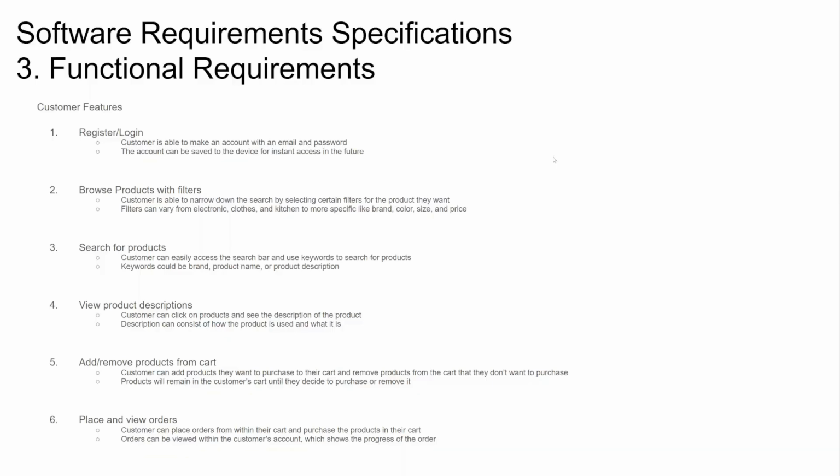Browse products with filters. Customers can easily search for what they're looking for, and then they can filter it down using the drop down menu for filters, clicking on the ones that they want, whether it's electronic, clothes, kitchen, or the brand, color, size, or price that they're looking for. They can obviously search for products. They can view product descriptions just by clicking on the products that they want to look at.